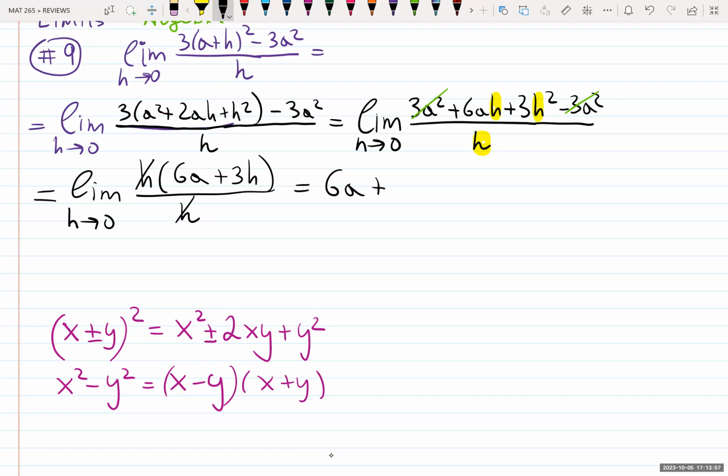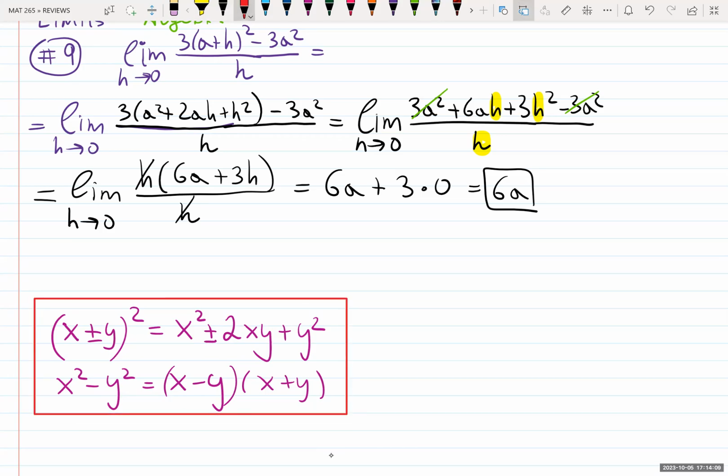6a plus h goes to 0. 3 times 0. The answer is 6a. So you remember this from the first exam. We expect you to remember it again for the final exam. And ironically, you will not be working with limits forever, actually, after that.